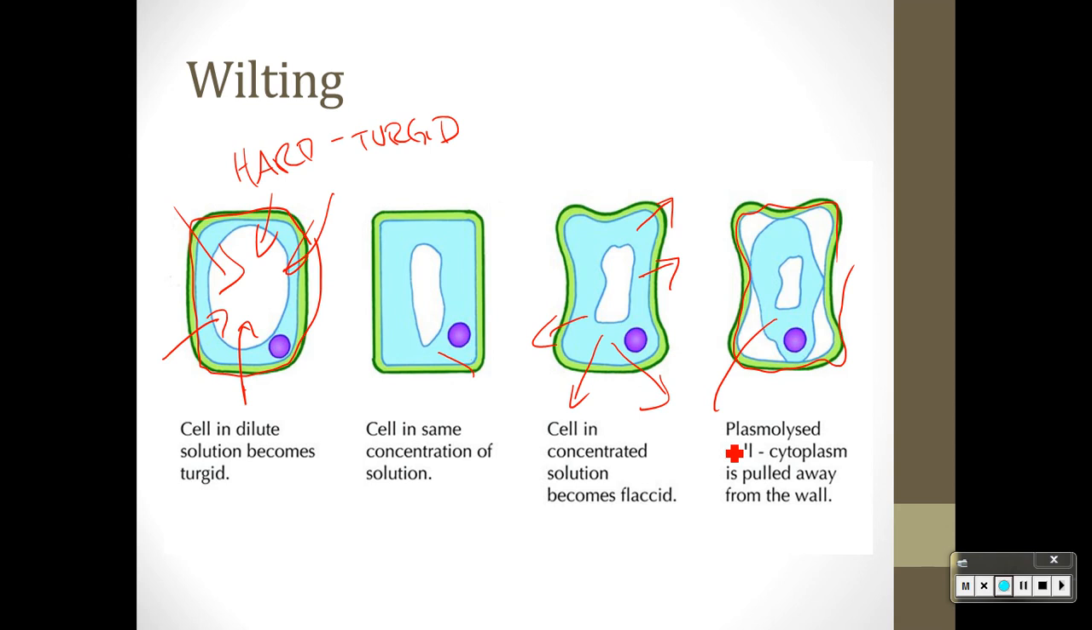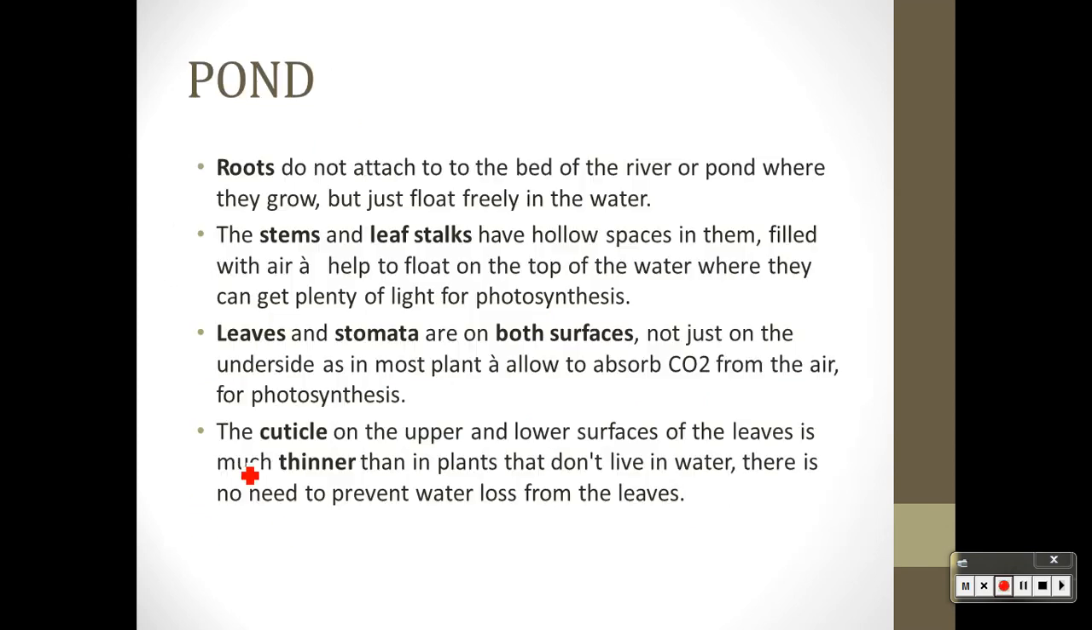Okay? So when this happens, we call that plasmolysis. Plasmolysis. And plasmolysis is when the cell membrane pulls away from the cell wall. And when it's hard, it's turgid.